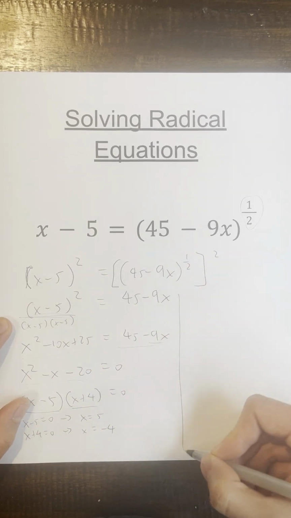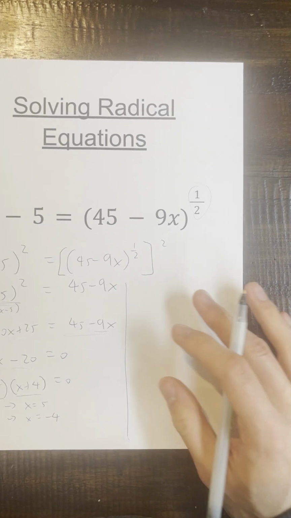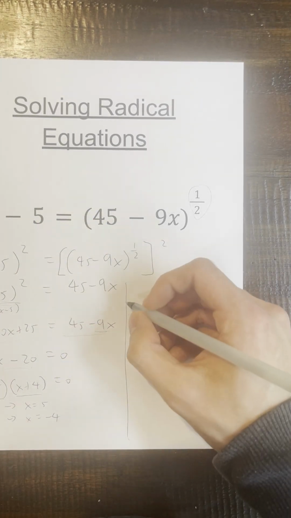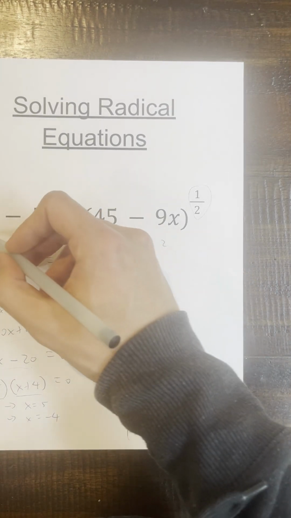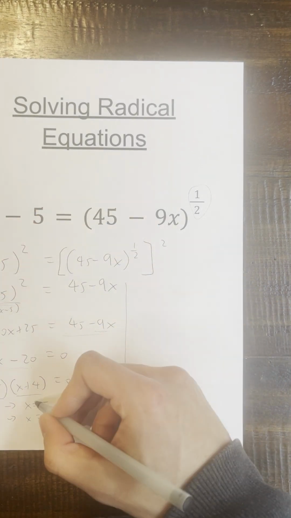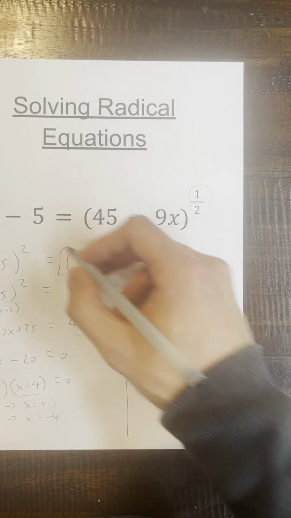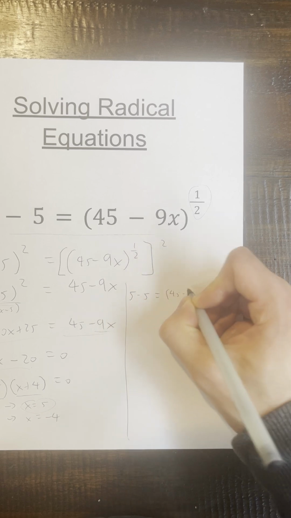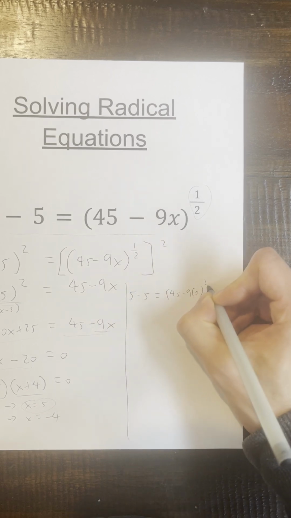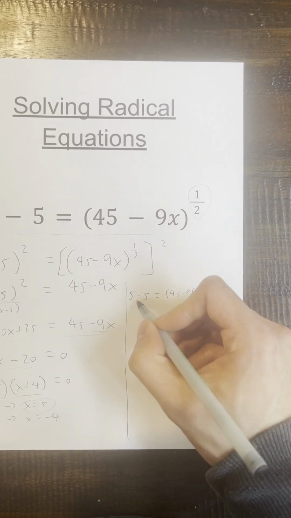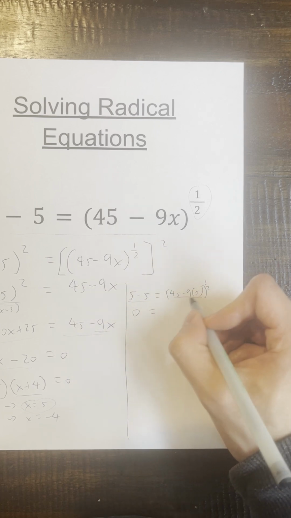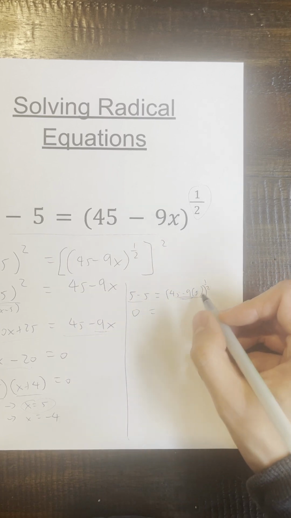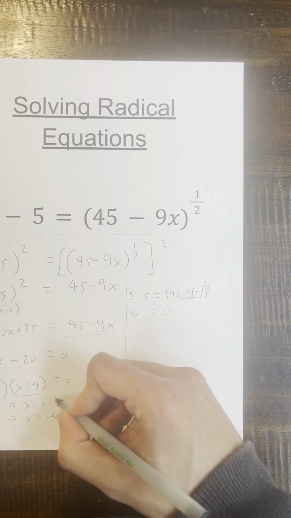But let's go back and double check that 5 and negative 4 are indeed solutions. So if I change x to 5, what am I going to get for this equation? 5 minus 5 equals (45 minus 9 times 5) to the power of 1/2. So this side is 0. This is 0 as well. 0 to the power of 1/2 is 0. So yeah, 5 is good.